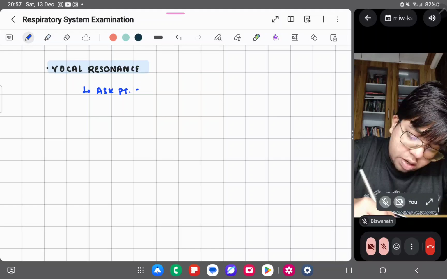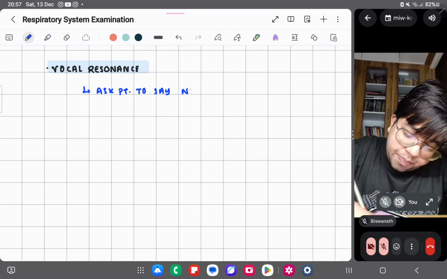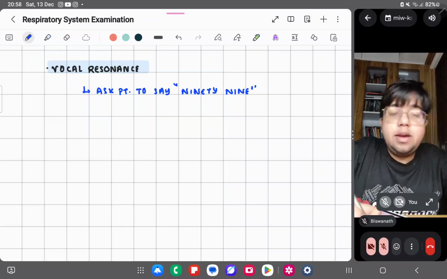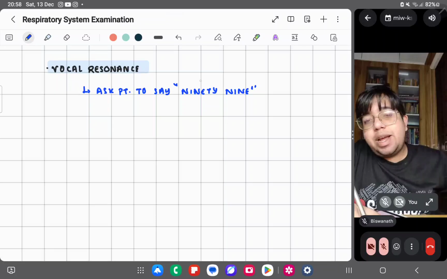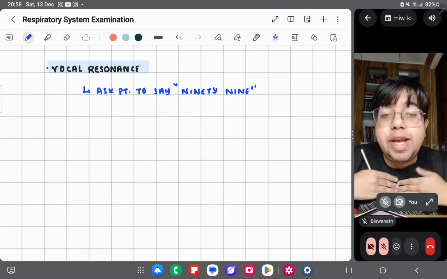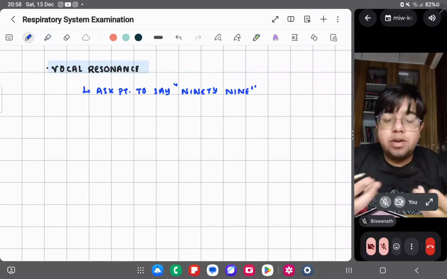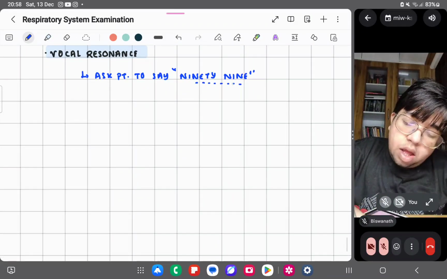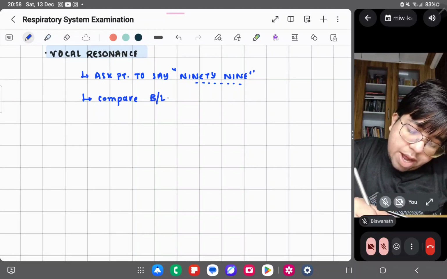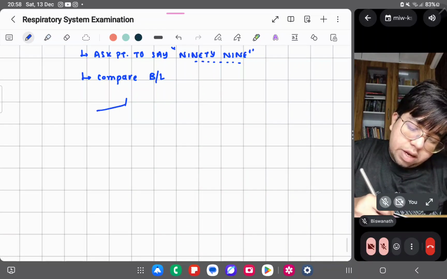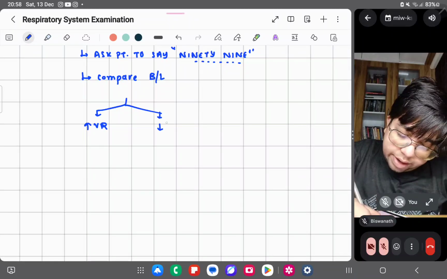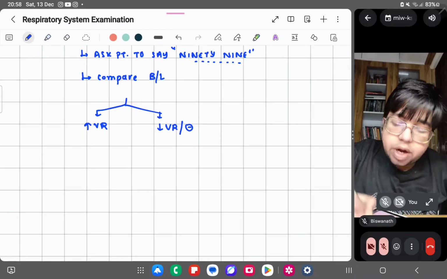Ask the patient to say 99, because 99 is the kind of syllable that will enable a resonance in our body. Okay, 99. You can feel it when you are saying 99. And then compare bilaterally. Is there an increased vocal fremitus, vocal resonance, or a decreased vocal resonance, or absent vocal resonance?